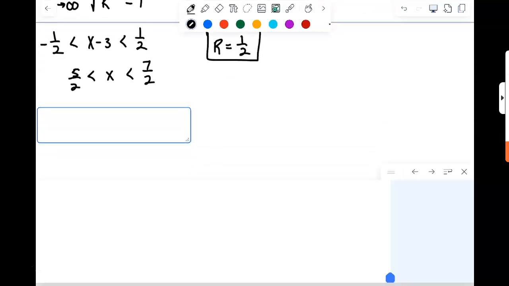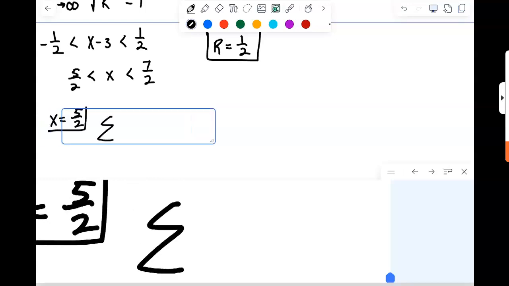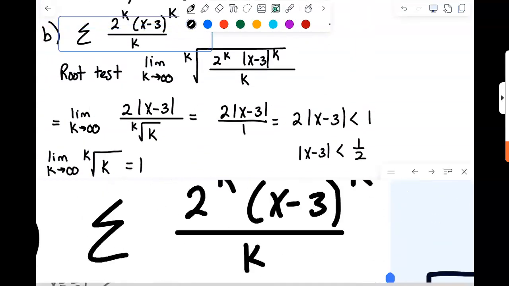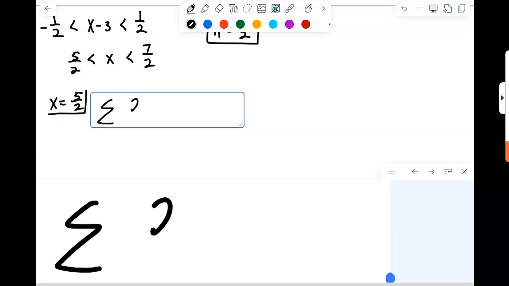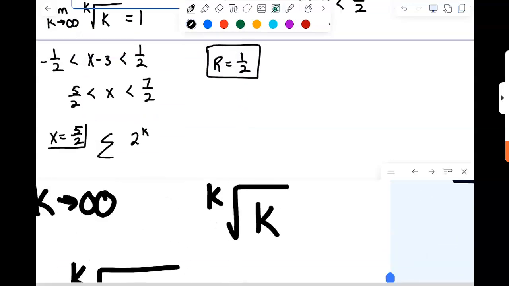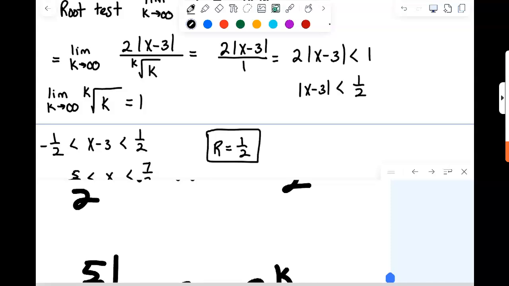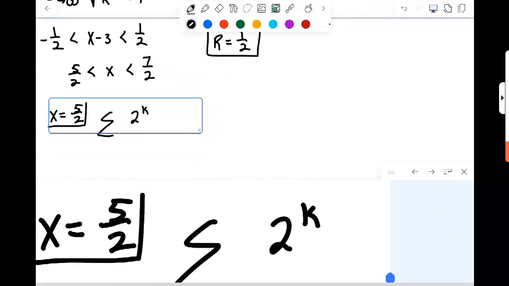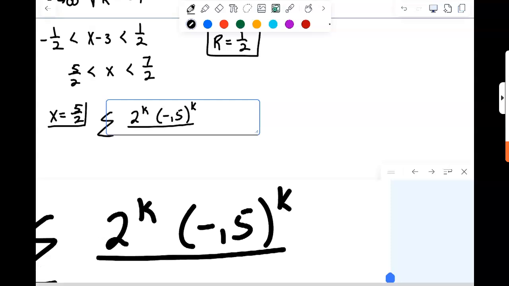So let's do that. x equals 5/2 or 2.5. So we go into our series. Now the formula is 2 to the k times (x minus 3) to the k. So 2.5 or 5/2 minus 3 would be negative 0.5, to the k. And then that's all divided by k.